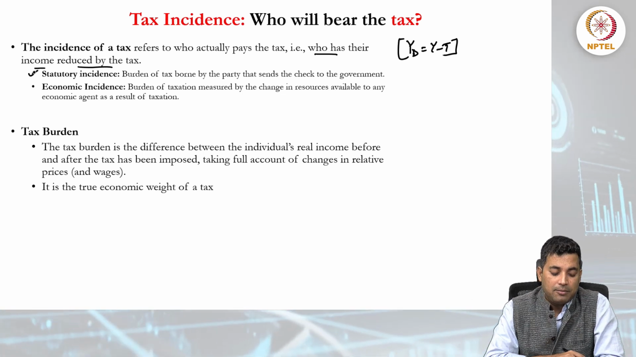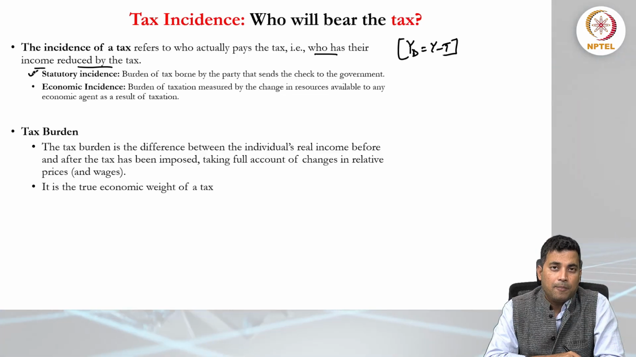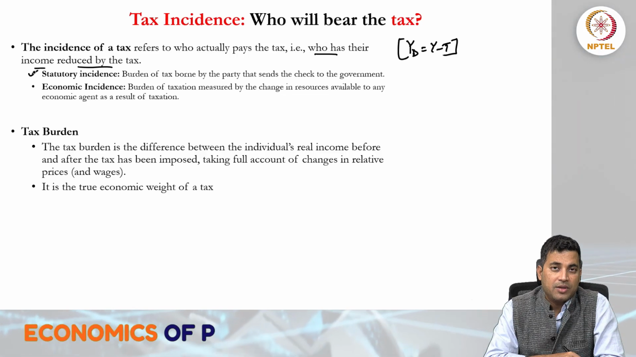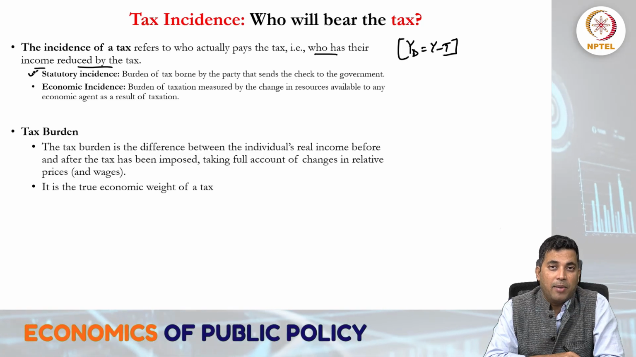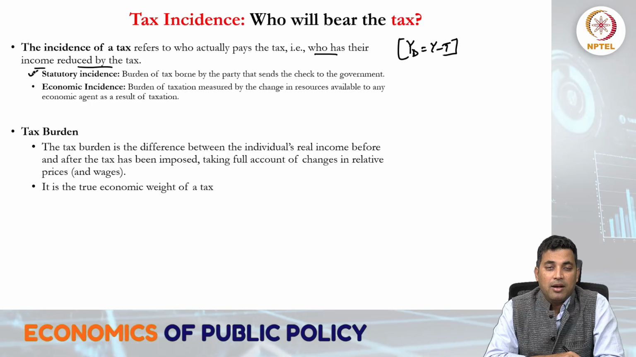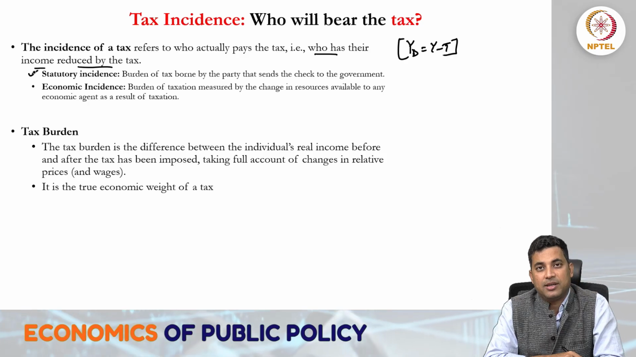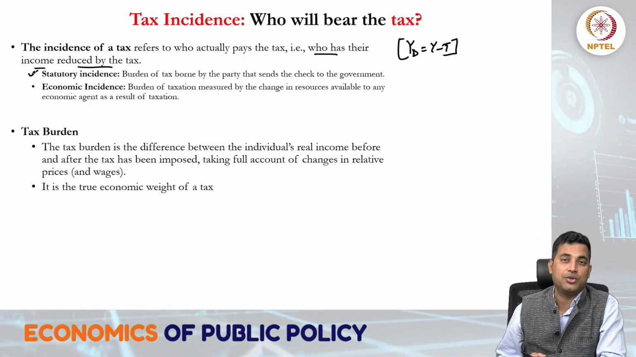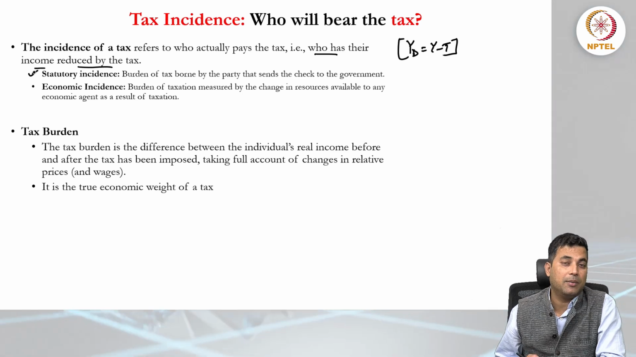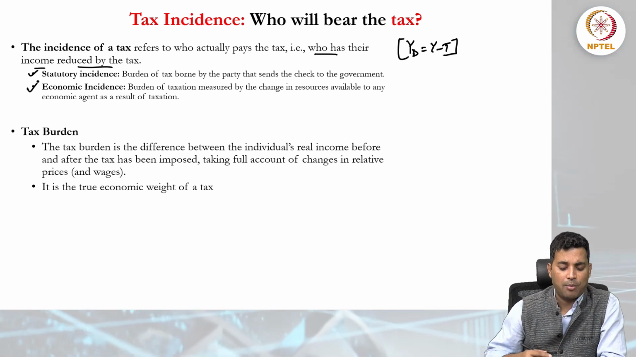Like if tax is imposed on the commodity, then the check for the tax will be transferred by the producer to the government, or if tax is imposed on the commodity and on the consumers, then the consumer is liable to pay the check to the government. So this is the statutory kind of tax incidence. The second one is economic incidence.